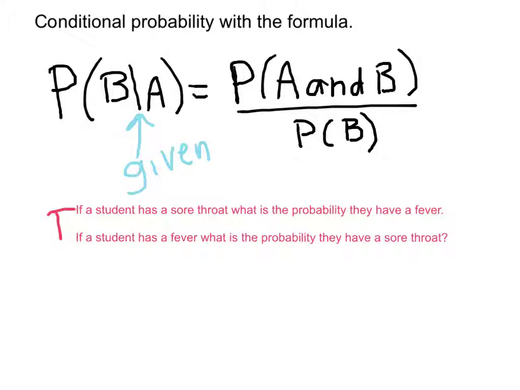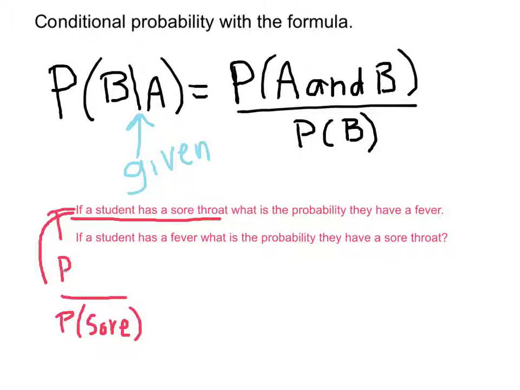This first question, if a student has a sore throat, what's the probability they have a fever, is saying that the probability of having a sore throat goes on the bottom, because it's out of the kids with sore throats. And so what's the probability to have a fever? So you take the probability of a fever and a sore throat out of the sore throats. In the second scenario, they say if a student has a fever. So in this problem, they're looking out of all of the students who have fevers.